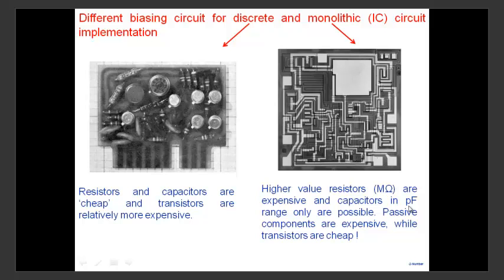So you can see here that if I'm designing my circuit, then my philosophy would be different. If I'm designing a discrete circuit and the most expensive component is a transistor, then what I would do is use a lot of resistors, a lot of capacitors, the cheap components that are available, and use as few transistors as possible. On the other hand, if I'm making a circuit on the silicon itself, I'm going to use lots of transistors, as few resistors as possible, and if possible, no capacitor.